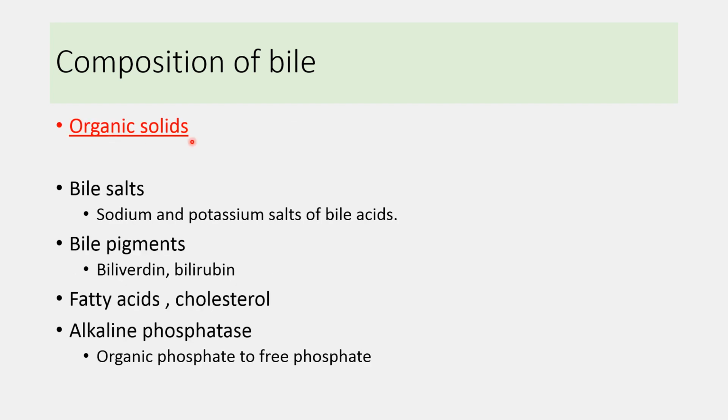Organic solids present in the bile are bile salts. Bile salts are the sodium and potassium salts of bile acids. Bile pigments are mainly excretory products of hemoglobin metabolism, like biliverdin and bilirubin. Fatty acids and cholesterol are also present in bile. Alkaline phosphatase is also present in the bile and it converts organic phosphate to free phosphate.